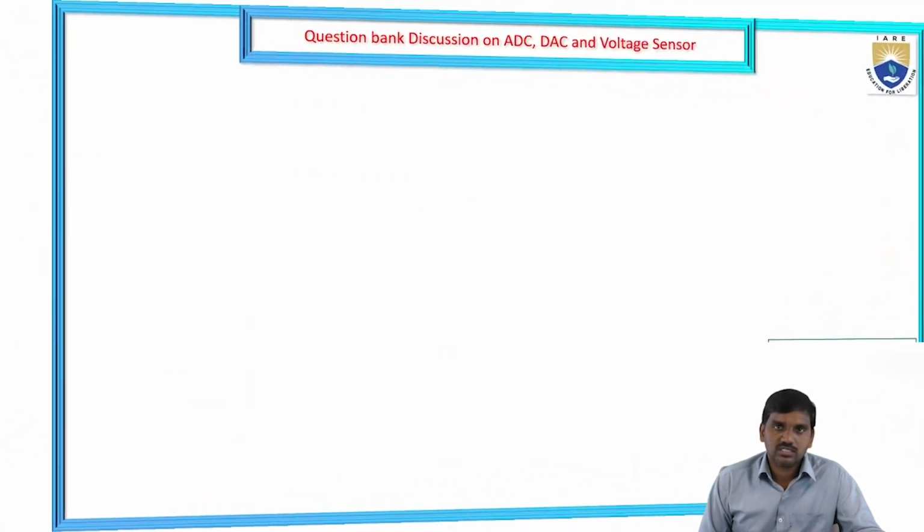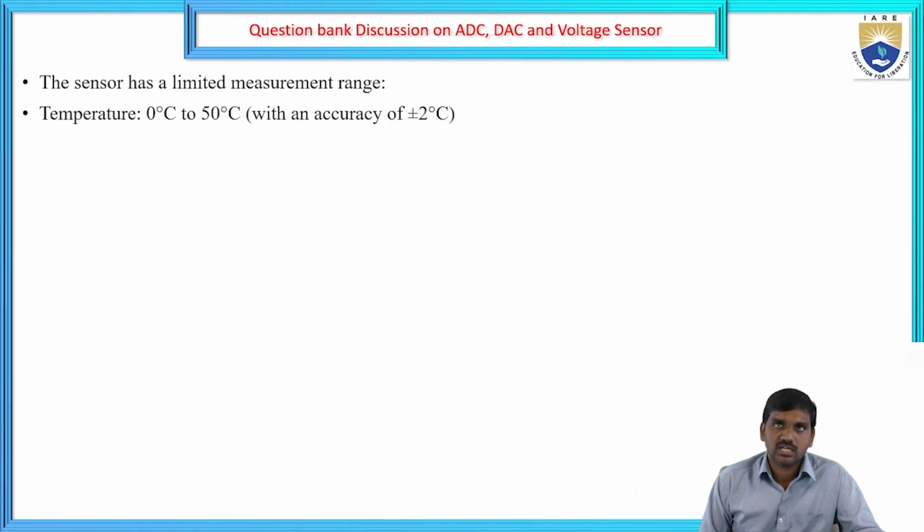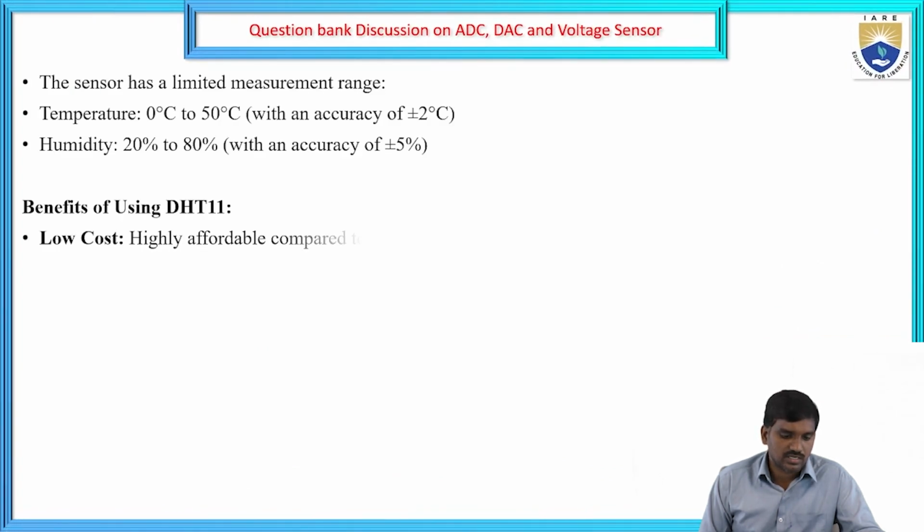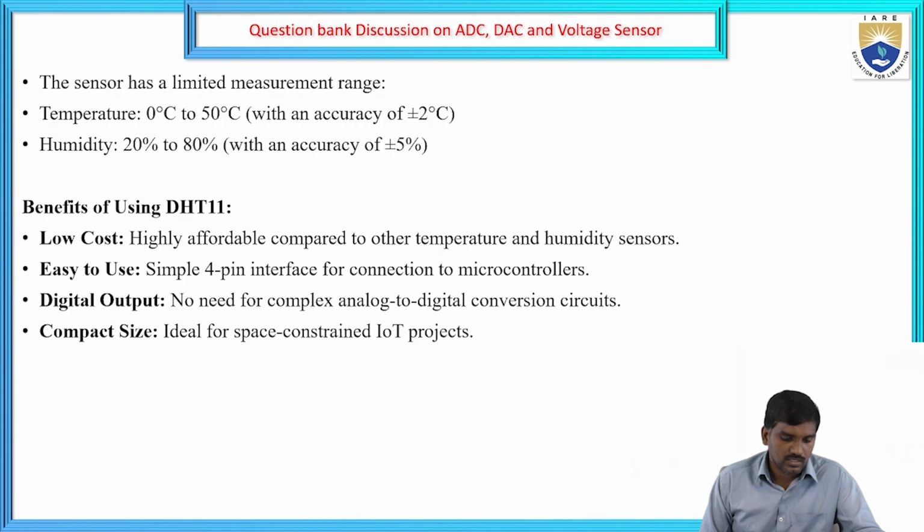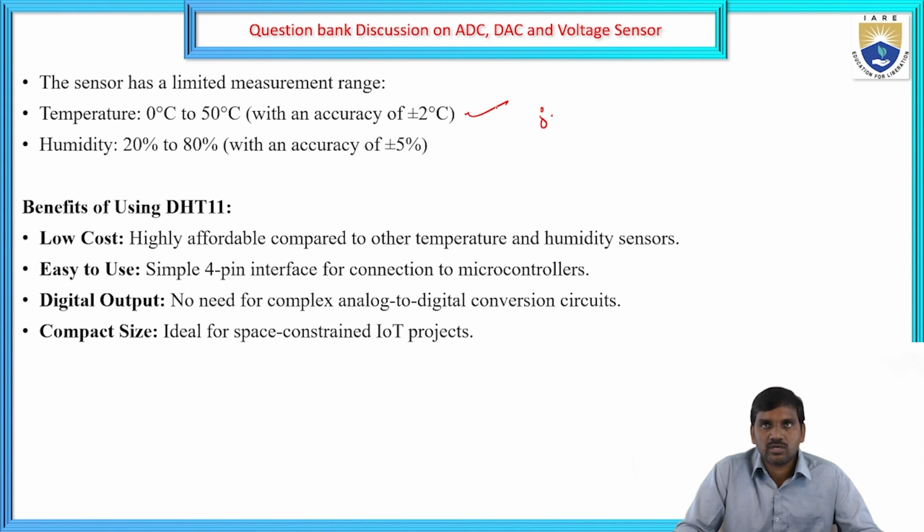So these are some specifications of the DHT11 sensor. The sensor has a limited measurement range for temperature, between 0 degrees centigrade and 50 degrees centigrade, with an accuracy of plus or minus 2 degrees centigrade.